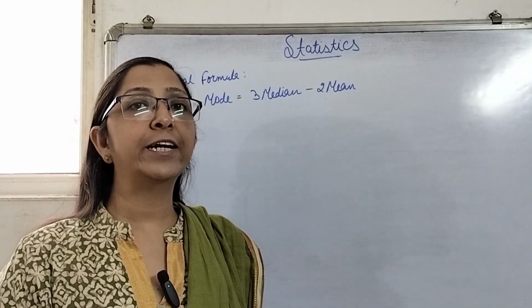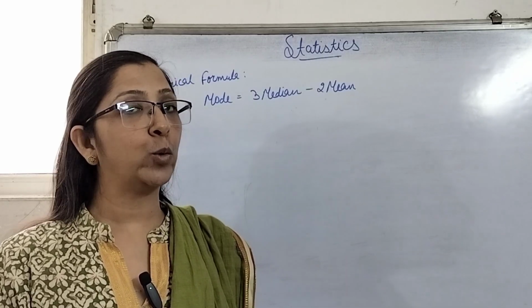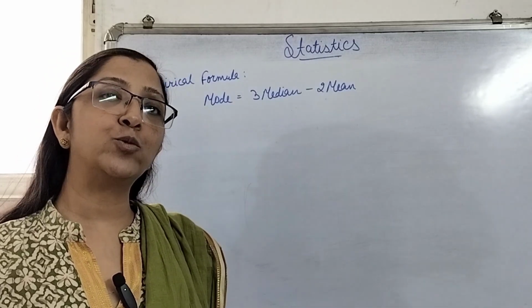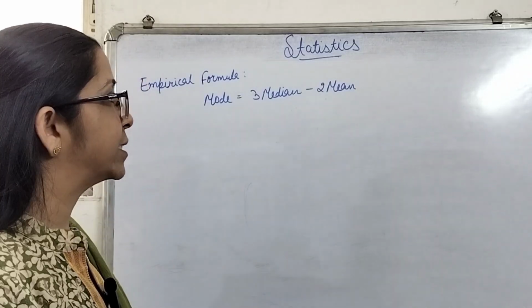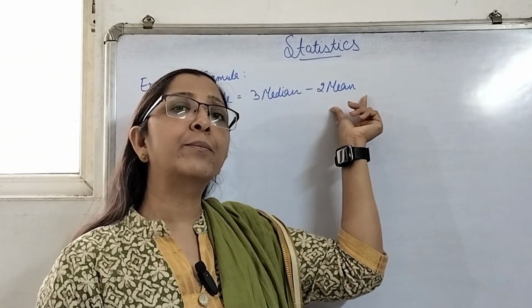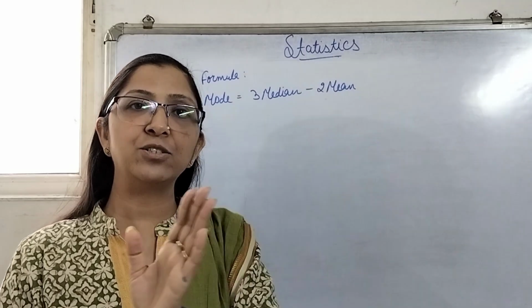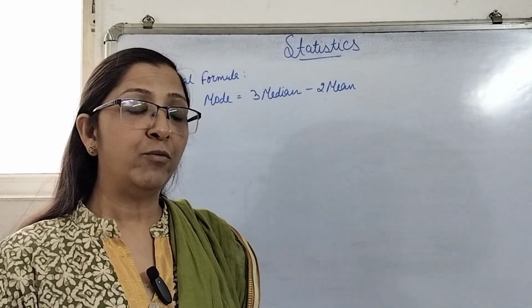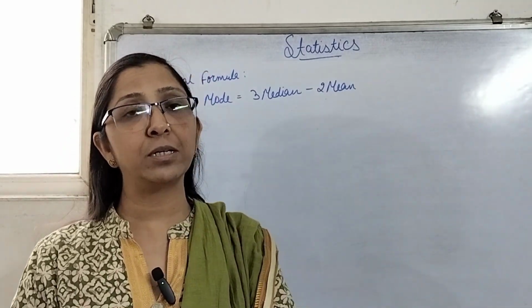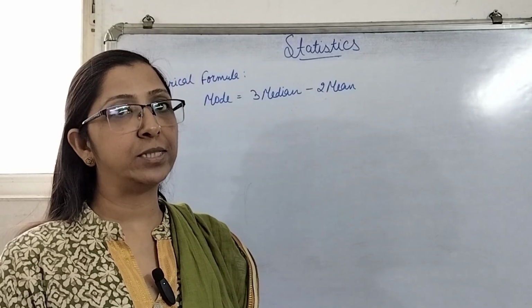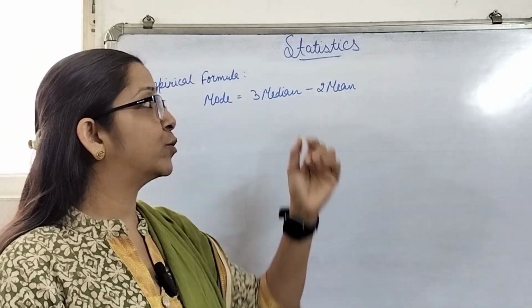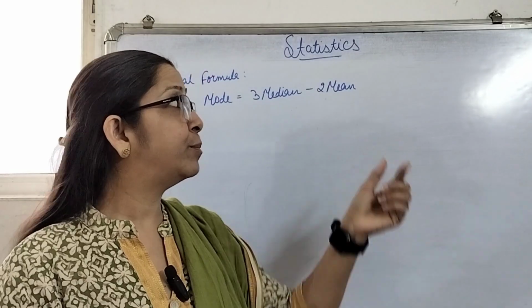Now, when to select which central tendency? The question arises, in which situation should we select which central tendency? In most cases, mean is most preferably used because it takes into consideration all the observations, whether it is the minimum one, the last one, or the biggest one. All the observations it takes into consideration. That's the reason in most cases we use mean.